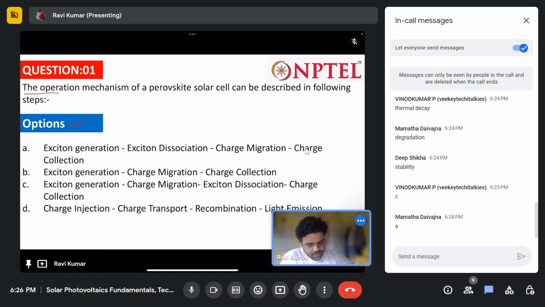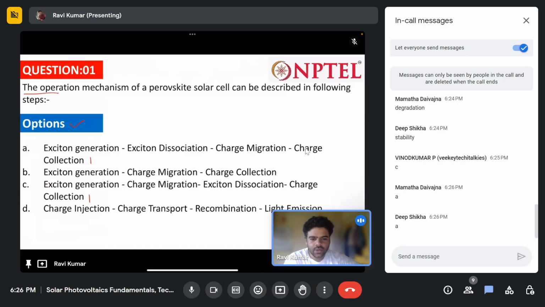Mamta is saying A and Vinod is saying C. What about others? Do they have any opinion? Or are they guessing randomly? I'm just kidding. Yeah. Deepshikha is saying A. Okay.